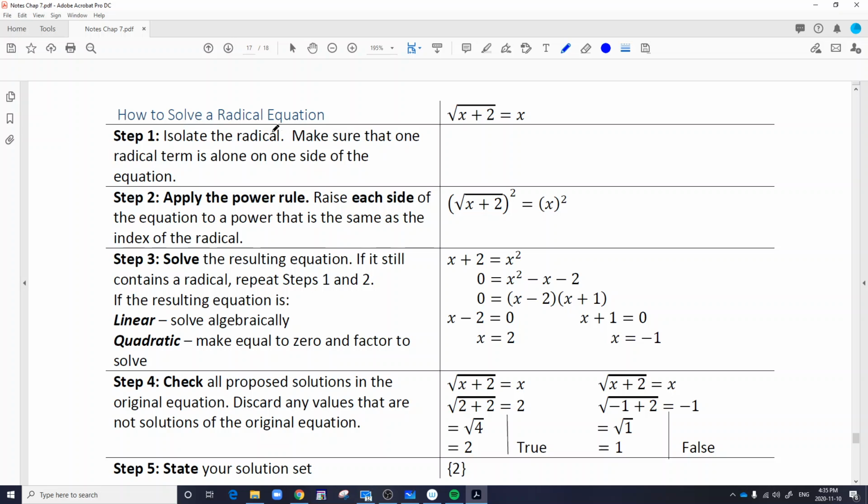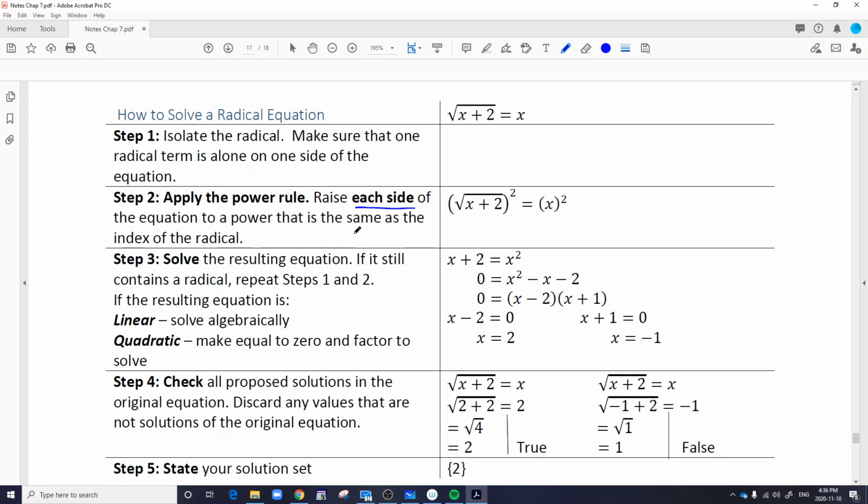To solve a radical equation, the first step is to isolate the radical. If you look at this question here, it's already got an isolated radical on the left-hand side. I'm going to show you why you have to isolate in a minute, but I just want to show a simple example first. So isolate your radical. Done. Step 2, apply the power rule. What that means is that you're going to raise each side of the equation to a power that's the same as the index of the radical.